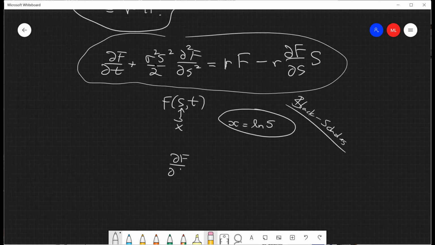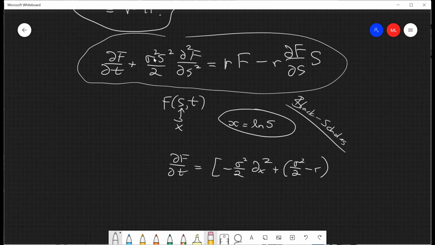You get df dt is equal to minus sigma squared over 2 partial x squared plus sigma squared over 2 minus r times partial x, acting on f. So that's really like a Schrodinger equation, right? You get real close to it, plus r, of course, plus r. Yeah. Let me fix that up.